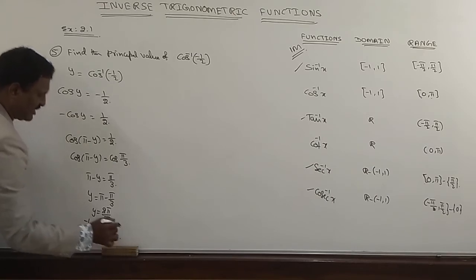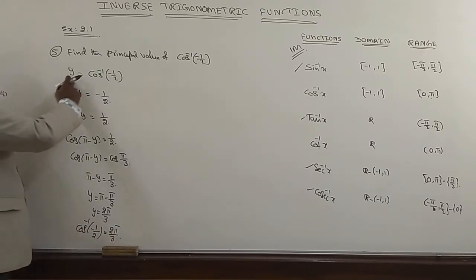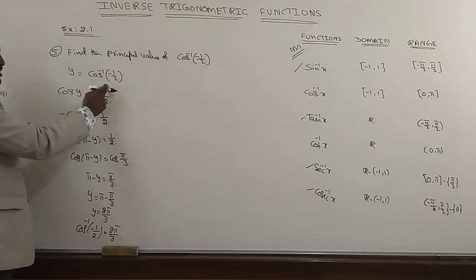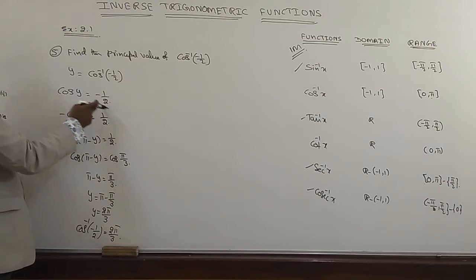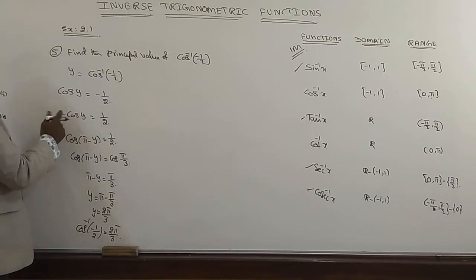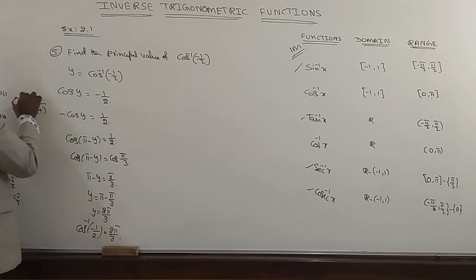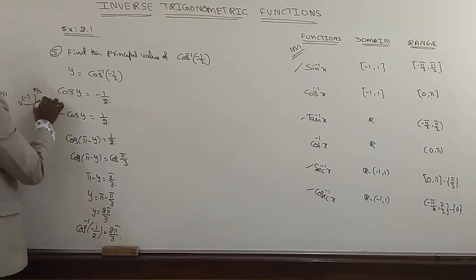Now once again I will explain, concentrate. Y is equal to cos inverse of minus half. Now cos inverse, take it to the left hand side, cos y is equal to minus half. Now multiplying by minus, minus cos y is equal to 1 by 2. Now in the fourth quadrant, cos is positive, but cos is negative under the second quadrant. So it is between 0 and pi, and here it is positive. We have to take the second quadrant.